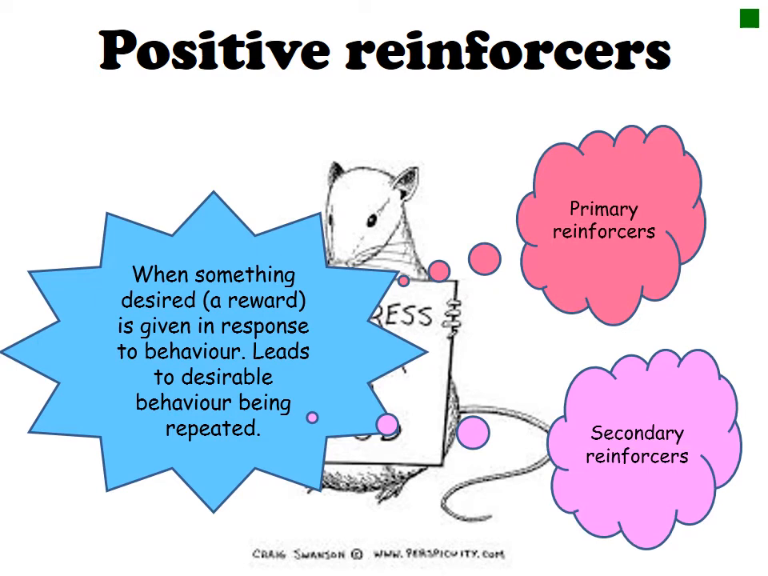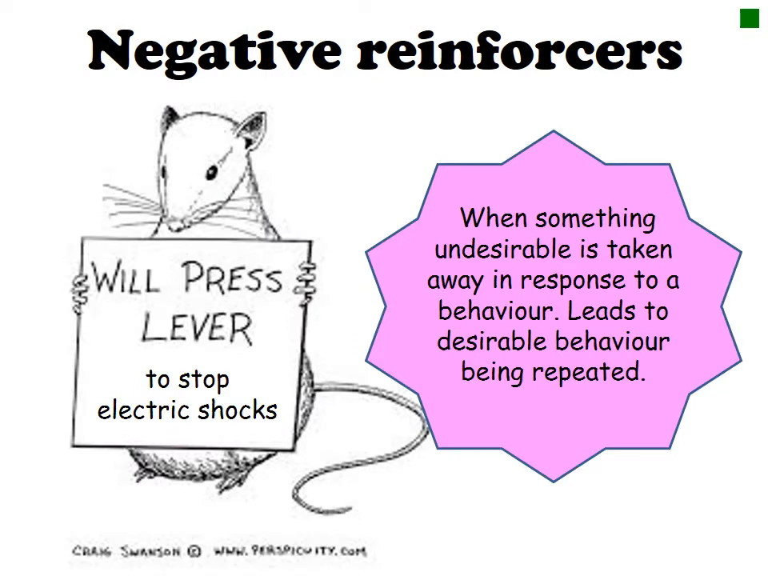Now within this you can have primary reinforcers or secondary reinforcers. So a primary reinforcer is something that is required to survive. A primary reinforcer might be food, it might be the ability to go to sleep, anything like that. Whereas a secondary reinforcer might just be something more that we want, so it might be a trip to the seaside or a bucket and spade or something like that.